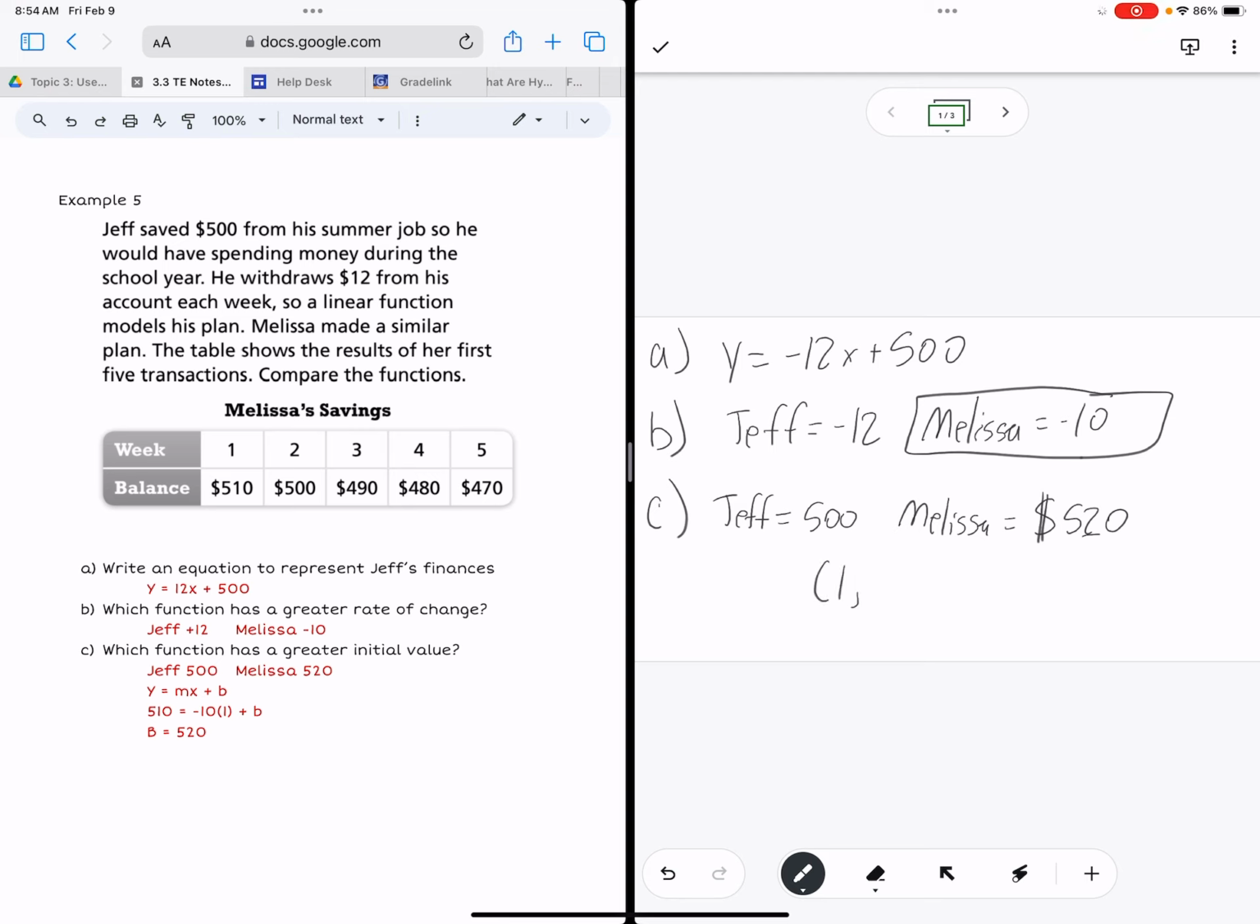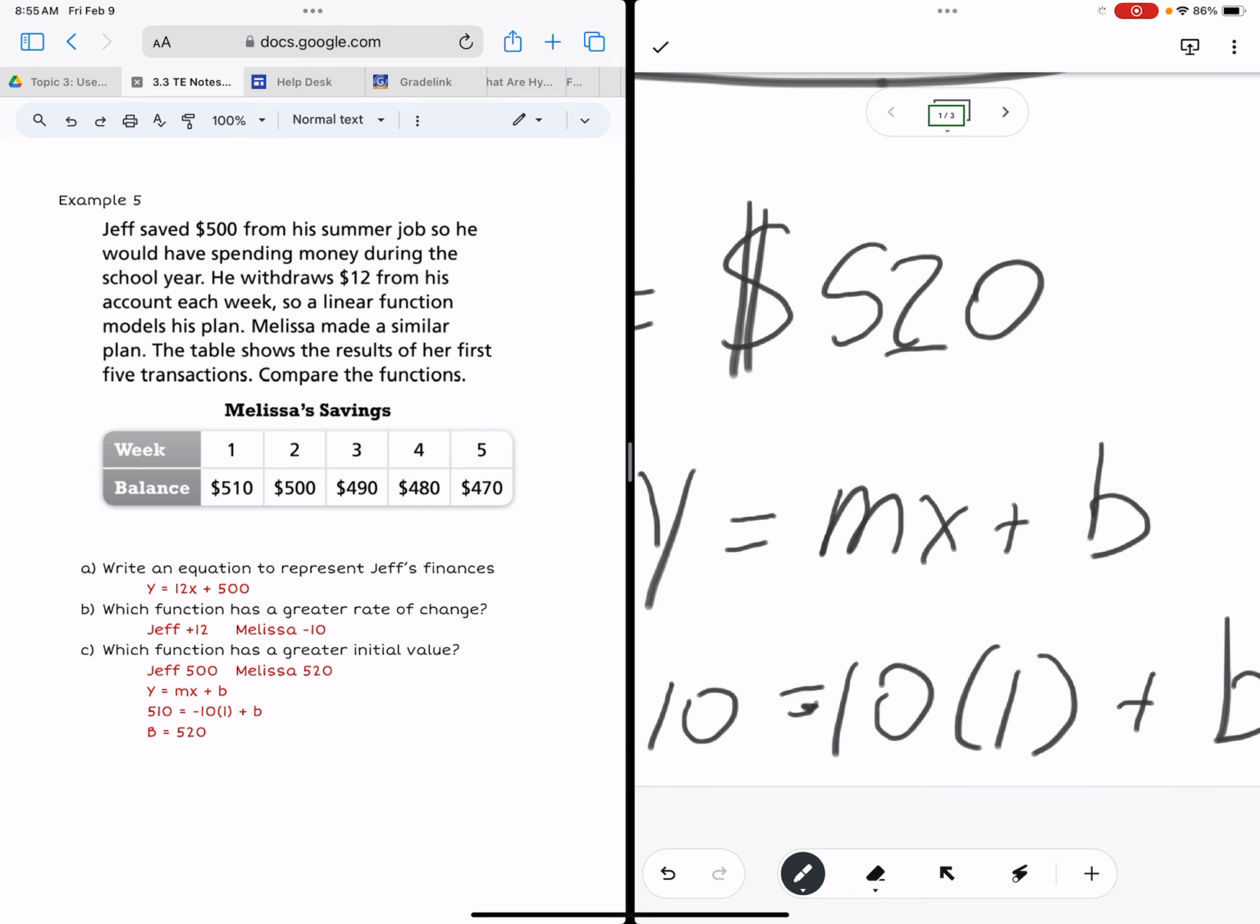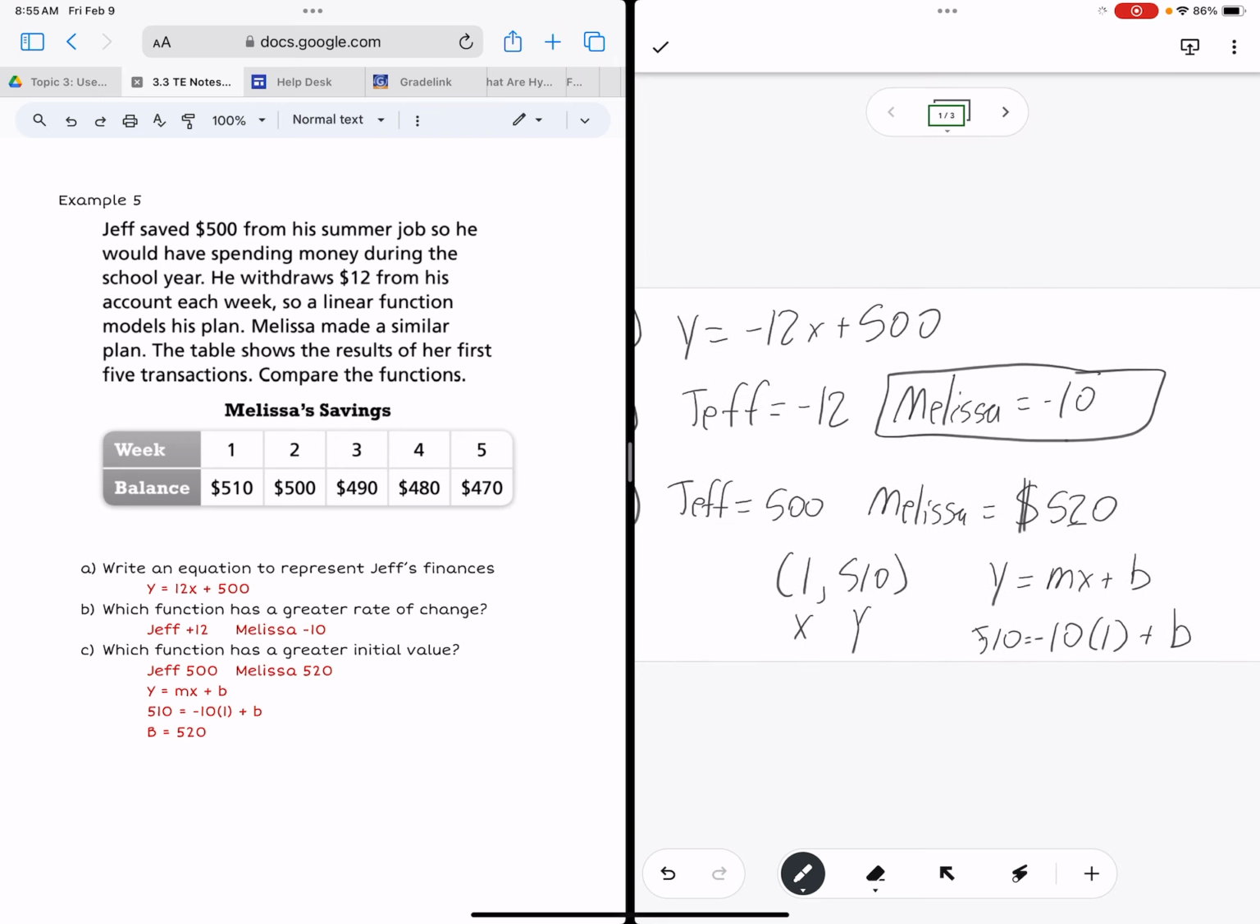Now, here's the way you can solve that. I'm going to take the point 1, 510. This is my x, this is my y. And I'm going to plug it into y equals mx plus b. Well, I know that y is going to be 510. The slope is negative 10 times 1 plus b. If I go ahead and solve this equation, I would get b equals 520. But you guys can look at the chart and determine it on your own. So the answer is, who has a greater initial value? Melissa.